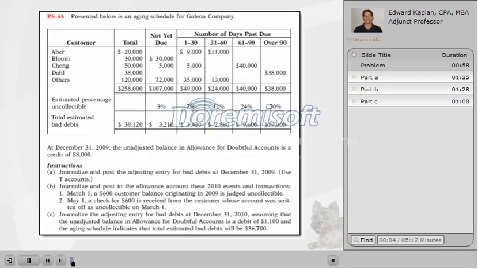Let's take a look at problem 8-3A, where we're presented the aging schedule for Galena Company. And you see the customers appear in the first column. The total amount of receivables is outstanding, the amount not yet due, and then we have aging columns into four buckets: 1 to 30 days old, 31 to 60 days, 61 to 90, and over 90. There's an estimated percentage uncollectible applied to the various columns, and from that we're able to compute the total estimated bad debts. So hopefully you can see on the screen the total estimated bad debts.